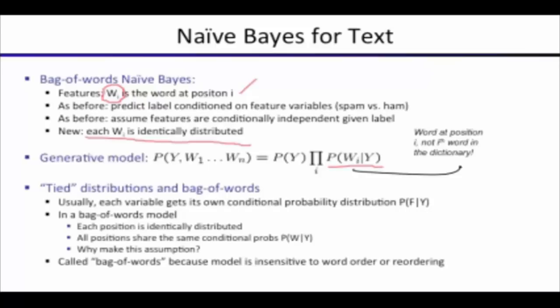So that's what I've said so far. Another name for these is tied distributions, because you imagine they're tied together. They're tied to be the same.